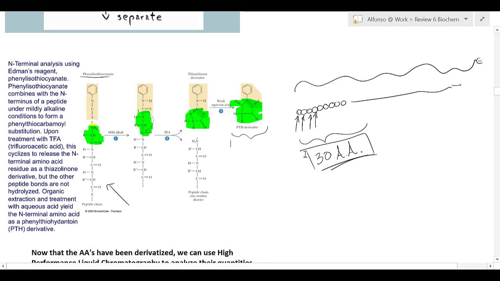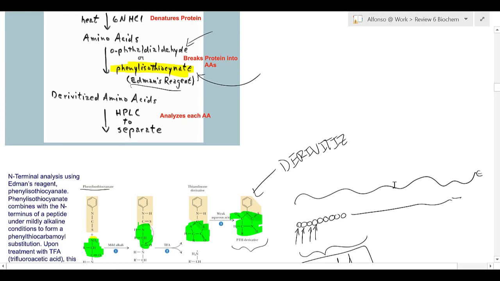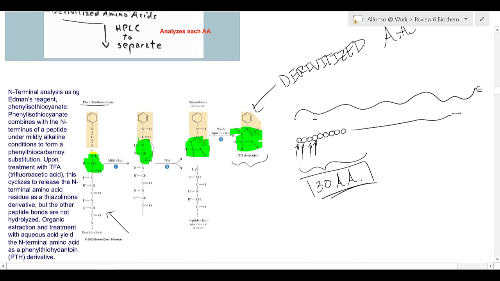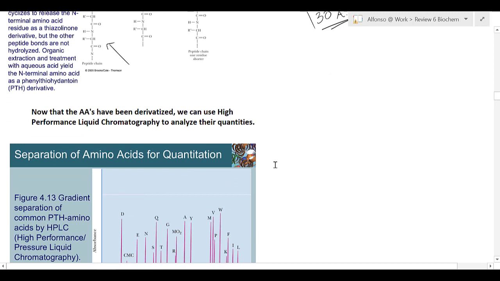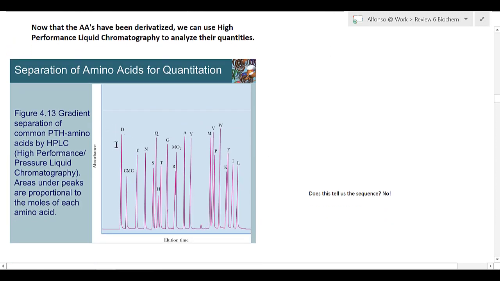Okay, and so this right here, this is your derivatized amino acid, which is what you have right here. All right, and so after you've done this and you break off a bunch of those amino acids, you can actually take that composition and figure out the relative quantity of those amino acids in your polypeptide chain. And you do that through high performance liquid chromatography.